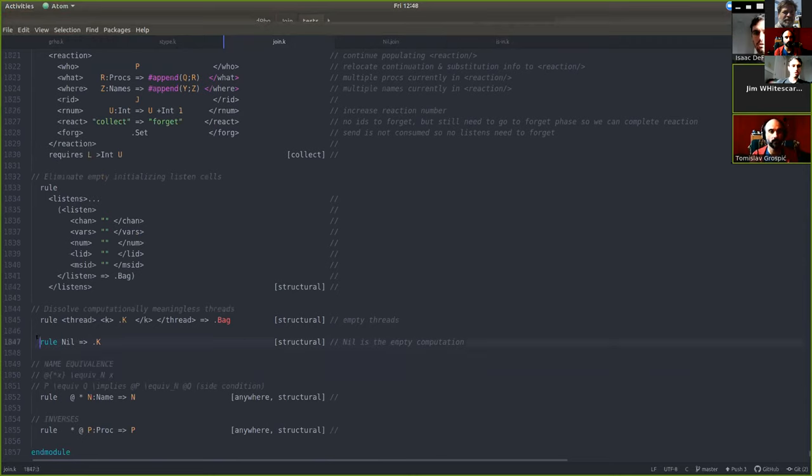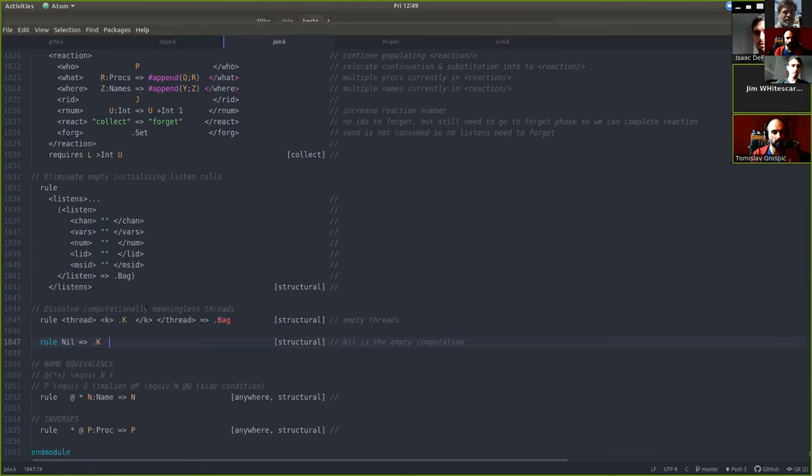So I have this rule that tells me anytime you see nil, basically just delete it. It's computationally meaningless. But this is if you see nil at the top of a K cell, right? If you're sending nil on some channel, well, that's different. But if you just see nil by itself, it's an empty computation, right? So the dot structure, sort, whatever you want to call it, type, is just the unit of that type. So K is the computations, so this is just the unit of computations.